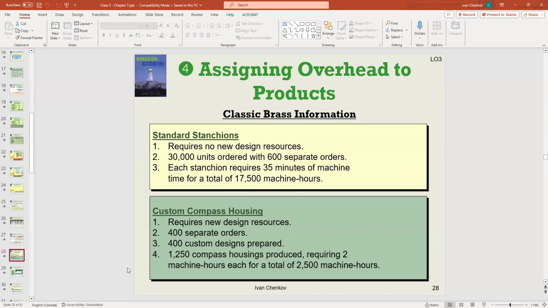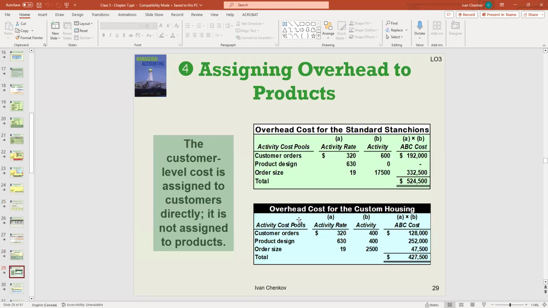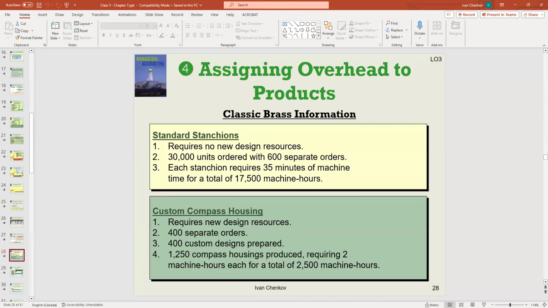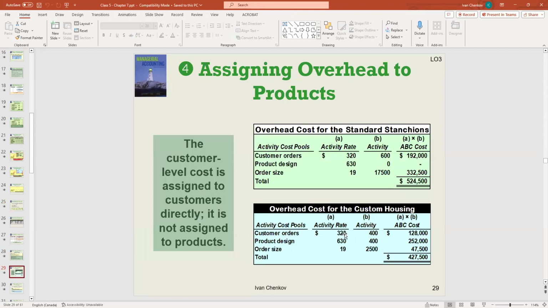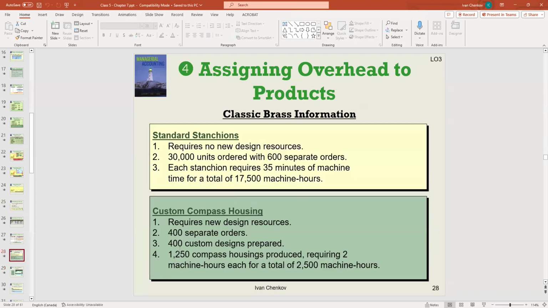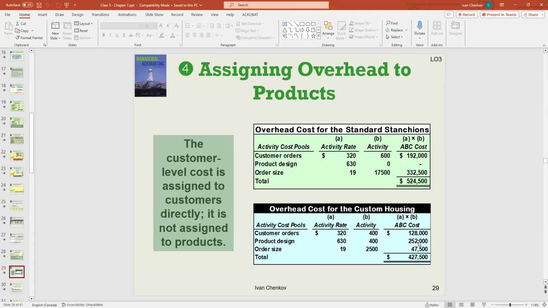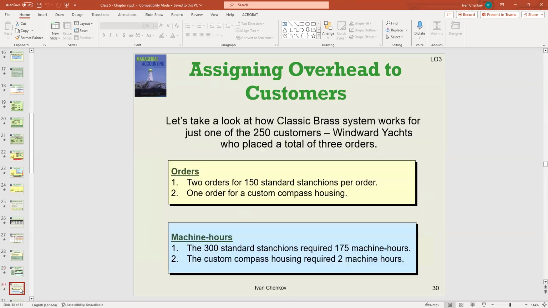So based on this information, we can prepare the same report for the next division. Customer orders, we said we have 400 orders times 320 is going to give us the cost. We have a product design, every order requires a new design. 400 new designs, that much. Order size is 2,500 hours times $19, we get the cost. Those are our two departments.